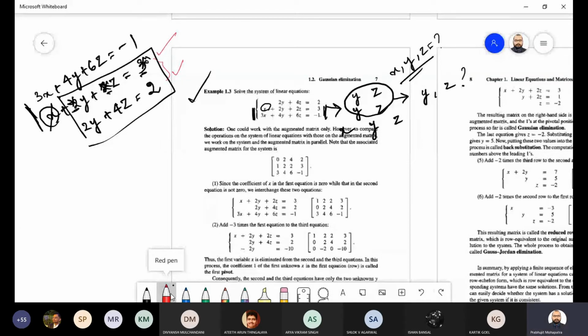Yes, sir. You can get it easily. The next step is that you eliminate this y value from the last equation. You will get the z value. Then you substitute the z value here, and you will get the y value. So from these two equations, you will get the y value and z value. After getting the y value and z value, you substitute here, and you will get the x value. Clear or not?